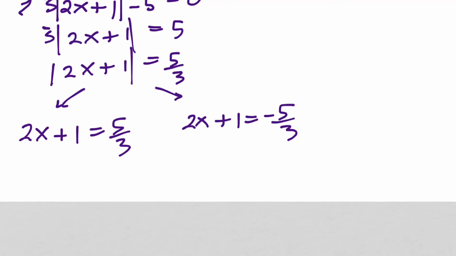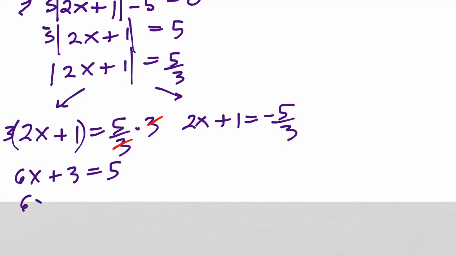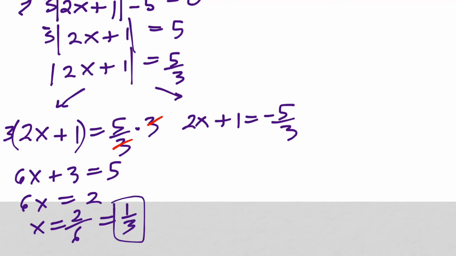So that means I'm going to multiply everything by 3, which means then I can cancel here. Get rid of that denominator. So I've got 6x plus 3 is equal to 5. 6x is equal to 2, or x is equal to 2/6. So x is equal to 1/3. All right, so that's one of them.